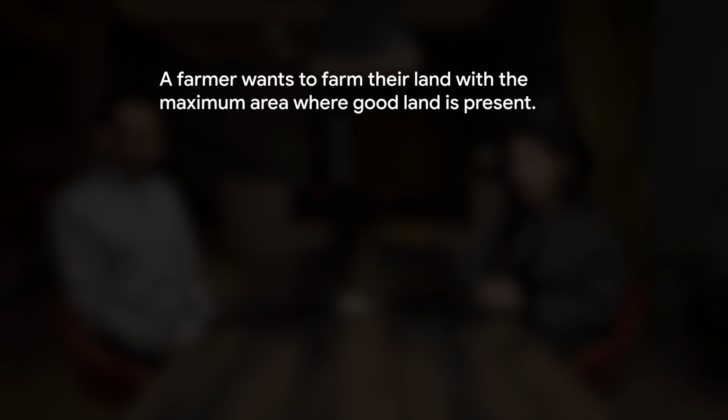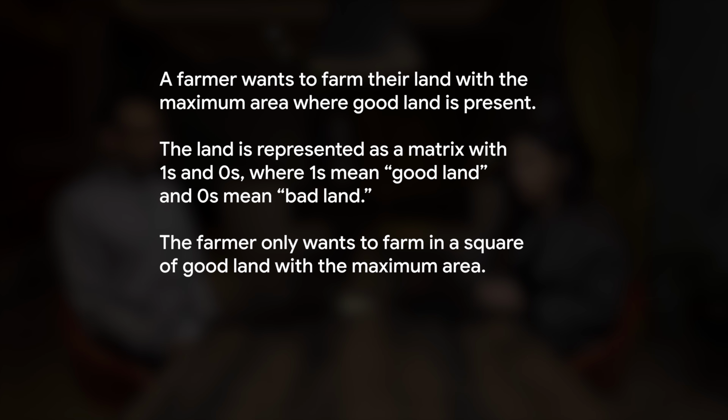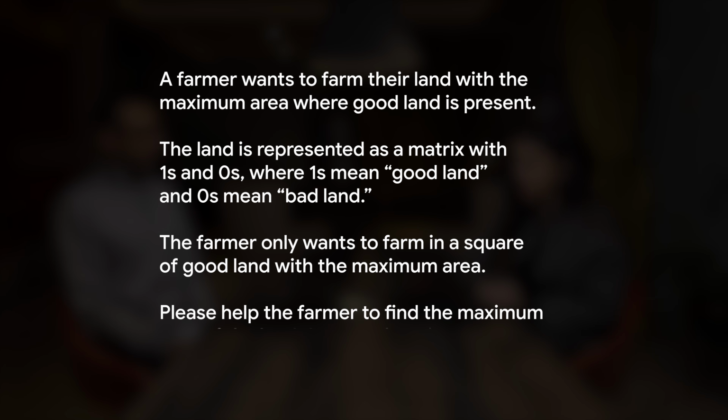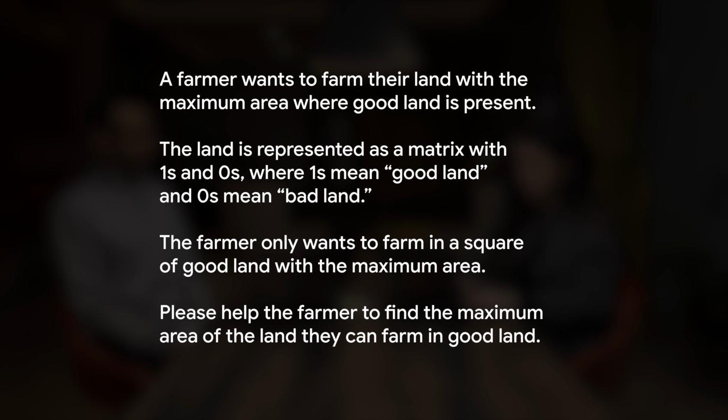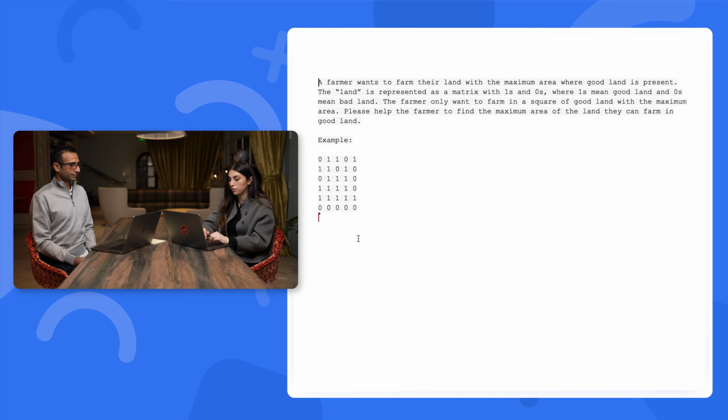Okay, let's get started. So Sami, here's my technical question for you. A farmer wants to farm their land with the maximum area where good land is present. The land is represented as a matrix with ones and zeros, where ones mean good land and zeros mean bad land. The farmer only wants to farm in a square of good land with the maximum area. Please help the farmer to find a maximum area of the land they can farm in good land. I'll paste the question, and that includes an example as well for you.